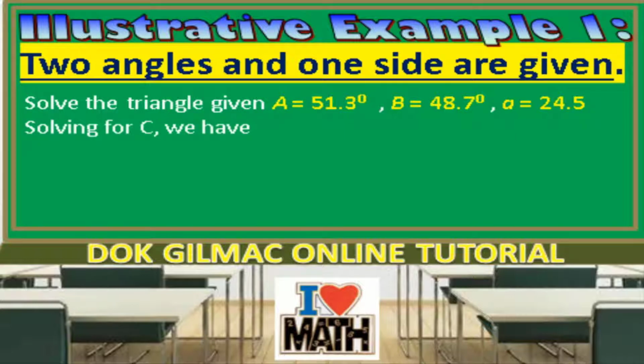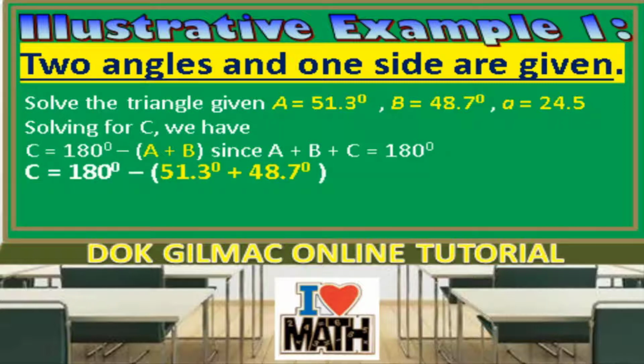Solving for C, we have C is equal to 180 degrees minus the sum of angles A and B, since the sum of angles A, B, and C is simply equal to 180 degrees. So from here, we have angle C is equal to 180 degrees minus the quantity 51.3 degrees plus 48.7 degrees. Simplifying further, we have C is equal to 180 degrees minus 100 degrees, which is just equal to 80 degrees.